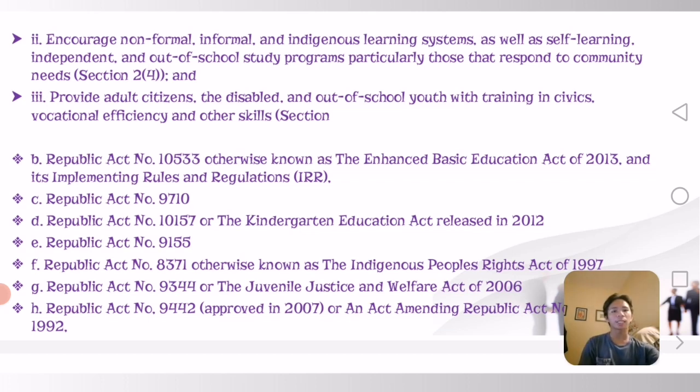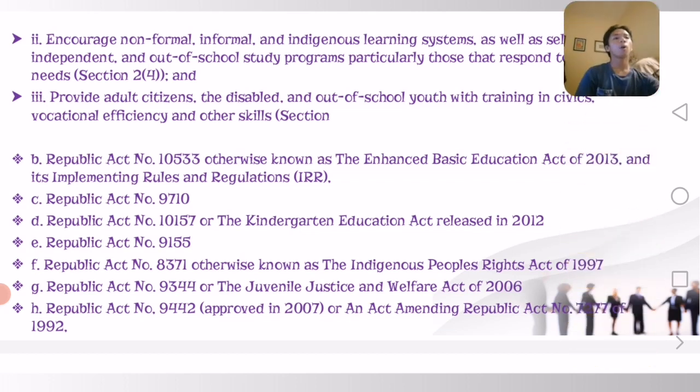Next, Republic Act Number 9442, approved in 2007, an act amending Republic Act Number 7277 of 1992, otherwise known as the Magna Carta for Disabled Persons, mandates the provision of educational assistance to persons with disabilities for them to pursue primary, secondary, tertiary, post-tertiary education, as well as vocational or technical education in both public and private schools.